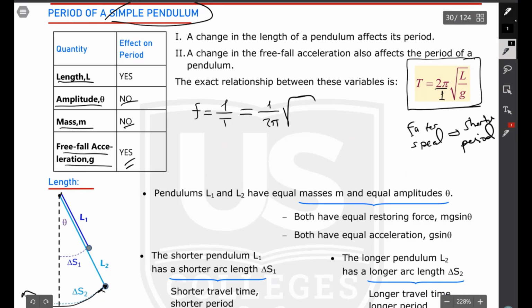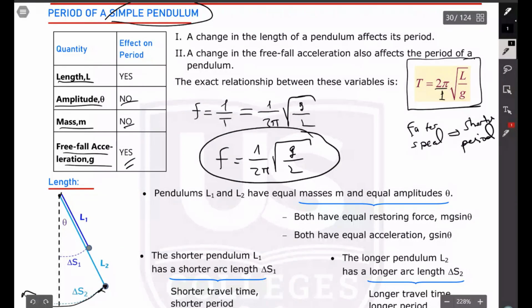Inside the root, normally in the period equation we have L over g, but in the frequency it's going to be g over L. Yes, this is what they do. In some ministry questions, you will see that the frequency equation is the inverse of the period equation, which is going to be 1 over 2 pi times the root of g over L. In addition, it is better to know this in case it is asked in the ministry exam.